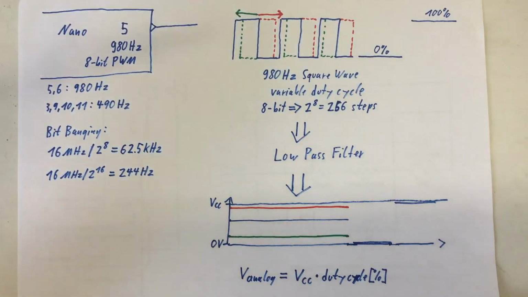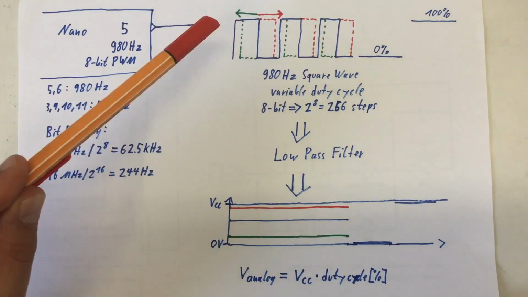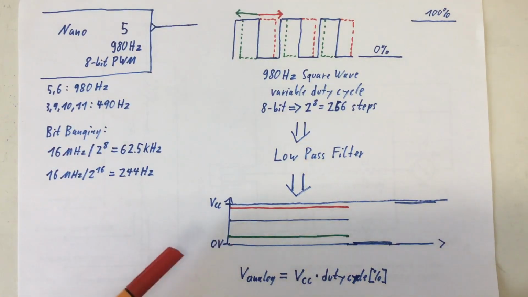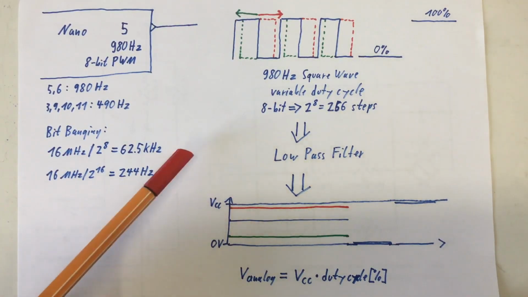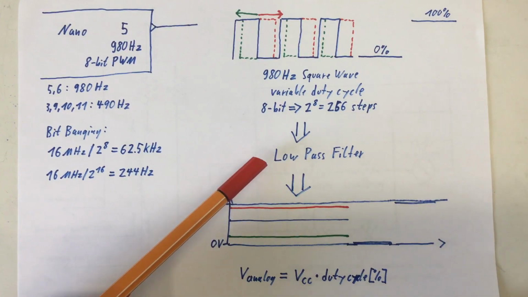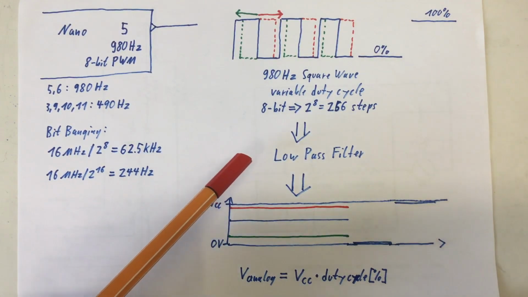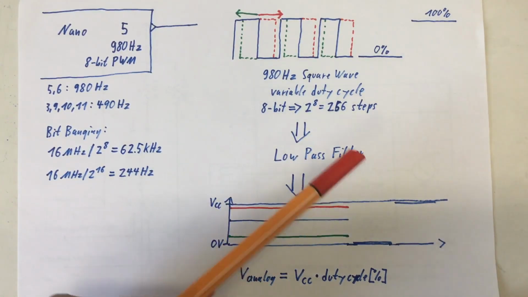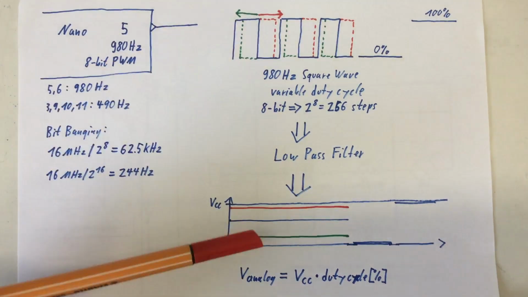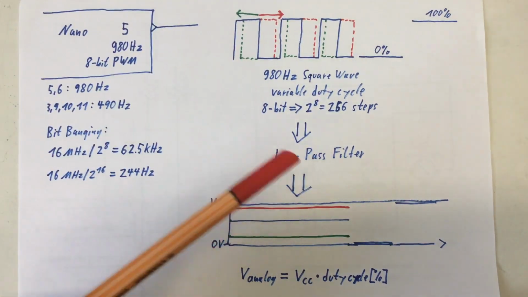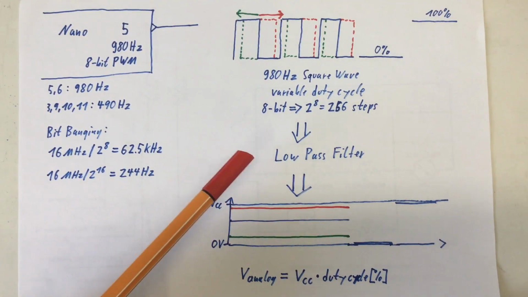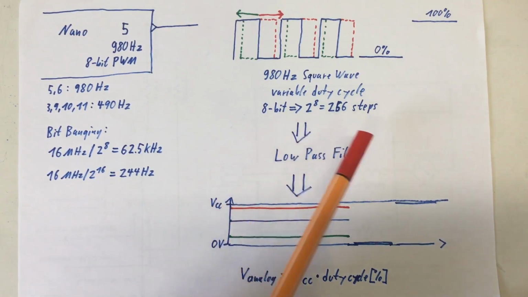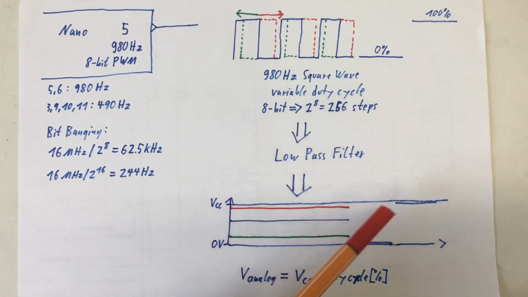The transformation of the PWM signal to an analog voltage is in our case achieved by a low-pass filter. That's not necessarily an RC low-pass filter. Any low-pass filter will do. And there are other techniques that achieve the same, and maybe we will talk about them towards the end of the video. But for now, let's stay with low-pass filters.